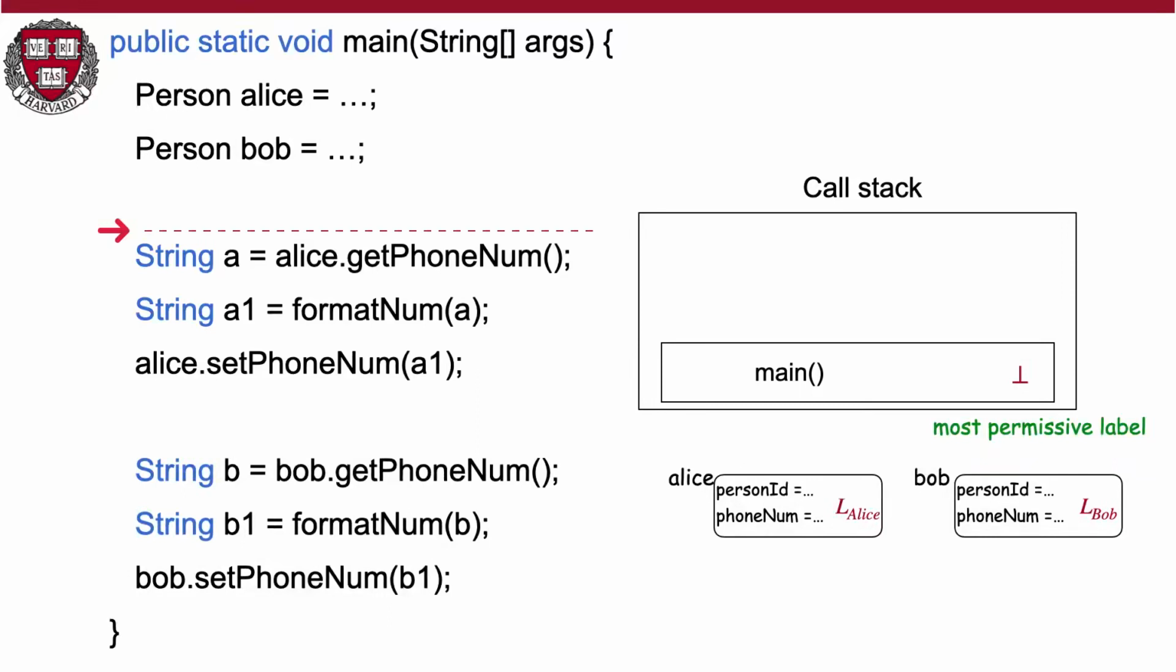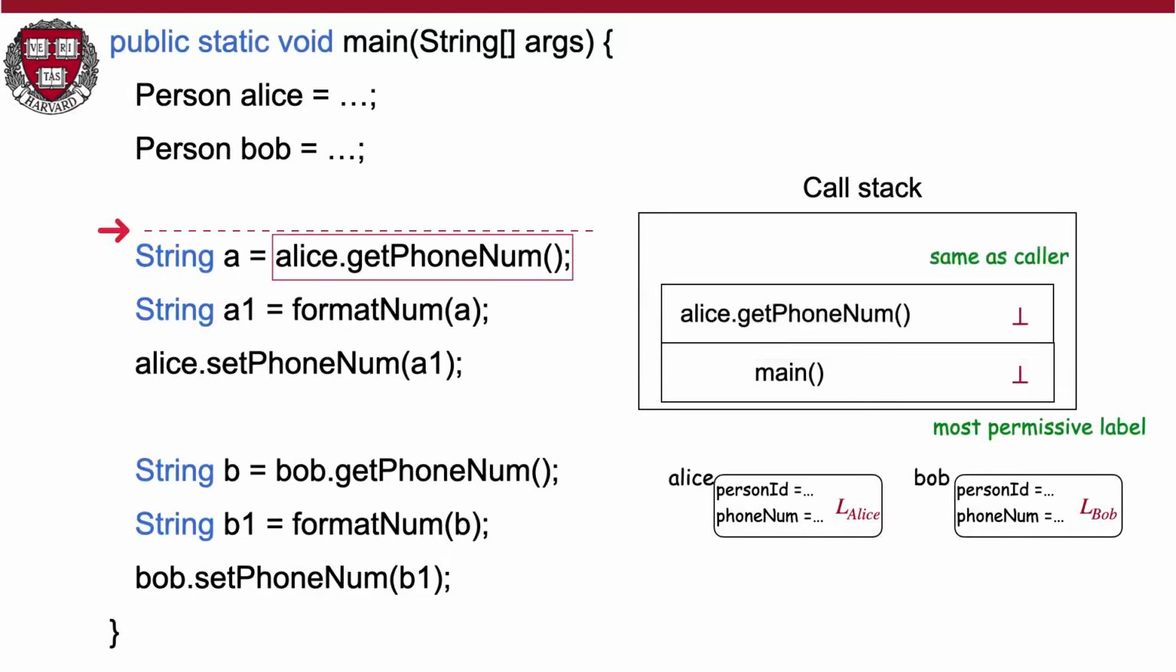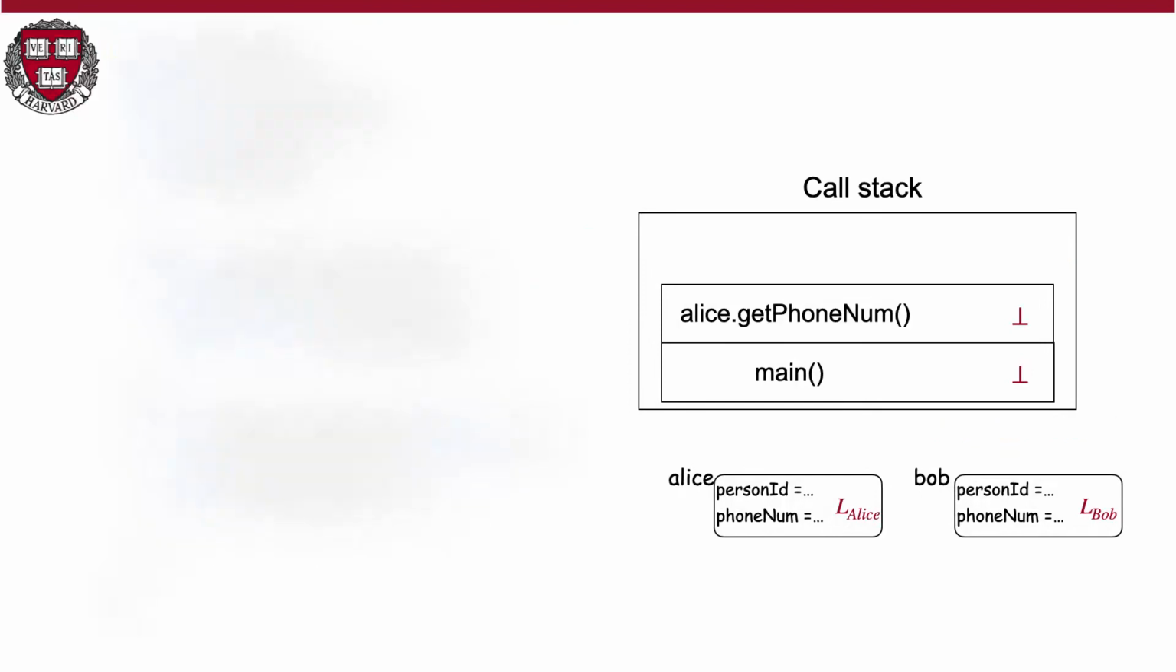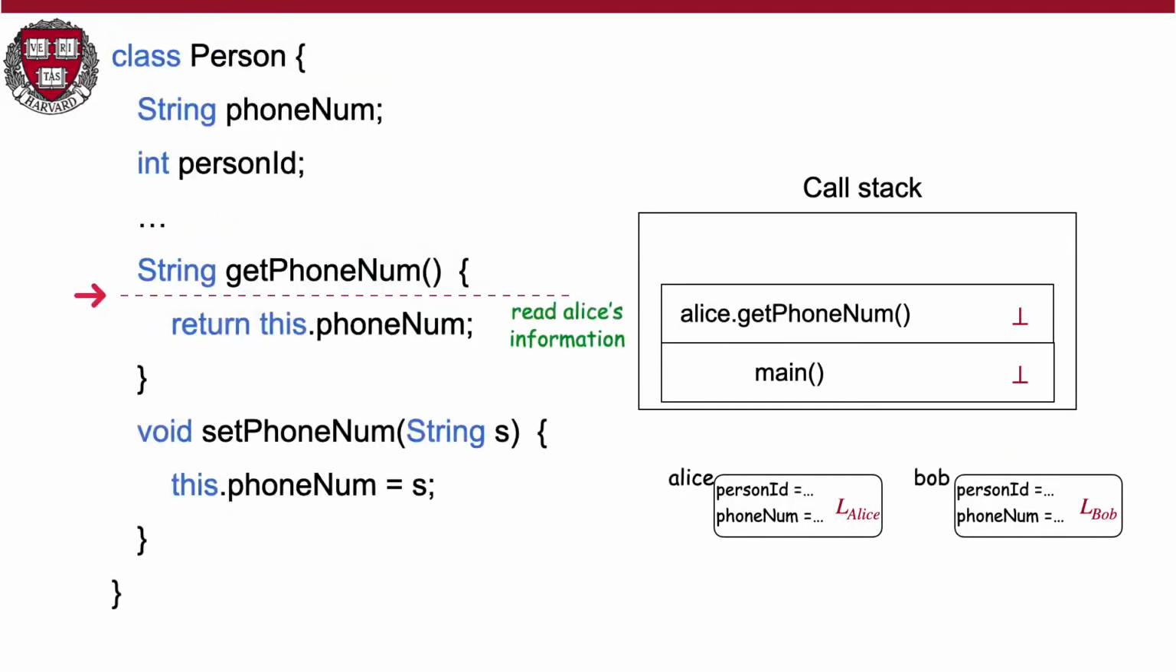The field label of object Alice is LAlice, and the field label of object Bob is LBob. The method called Alice getPhoneNumber creates a new computational container, and its initial context label is also bottom, the same as the caller. Now we are inside the callee's container. The left side of the screen shows the definition of class Person, including the body of getPhoneNumber.